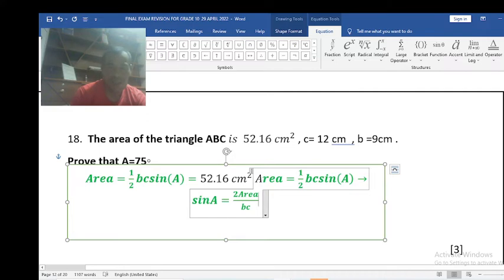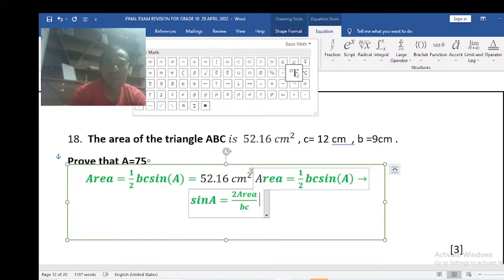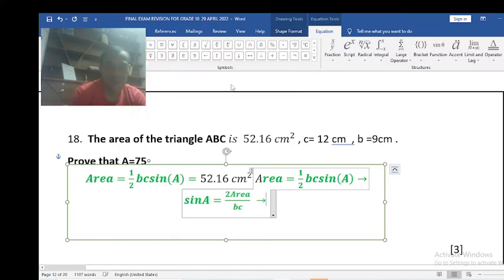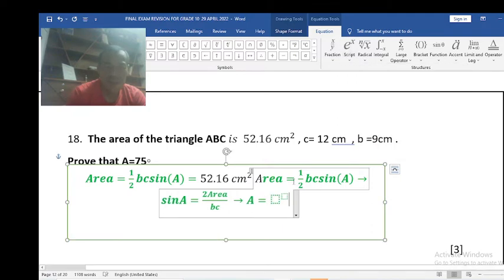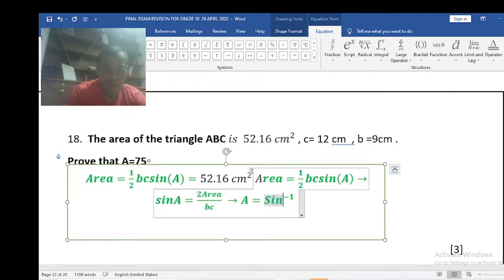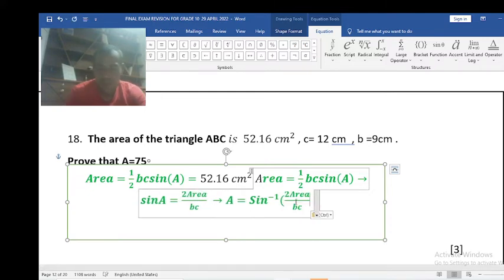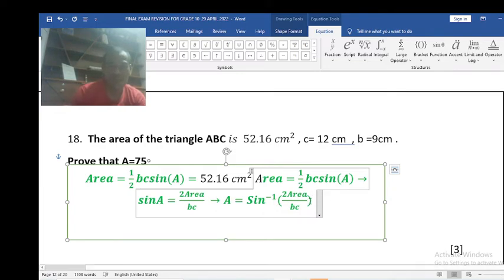First, of course, here we are going to use shift sine. Shift sine means that angle A is equal to sine minus 1, the inverse function, sine minus 1 of this ratio, which is 2 times the area divided by BC. Okay, now just substitution.